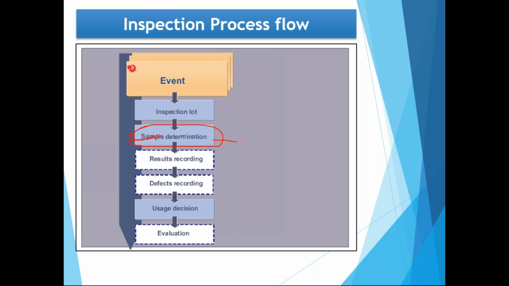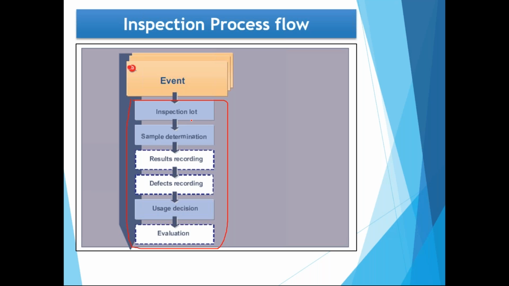Once that is done, the analyst will take the sample and perform all the quality tests. Once he does the testing, he will come to the system and do the results recording. That means whatever results he gets, he will enter in the system. And if there are any rejections, he will do defect recording. Of course, this is optional, not mandatory. After that, he will do the usage decision, UD, followed by stock posting. So this is the total inspection process flow.